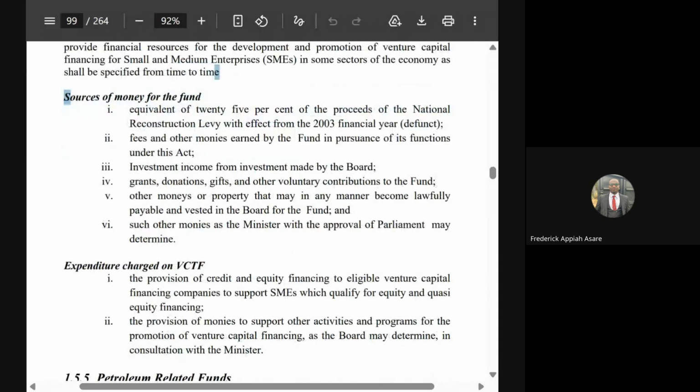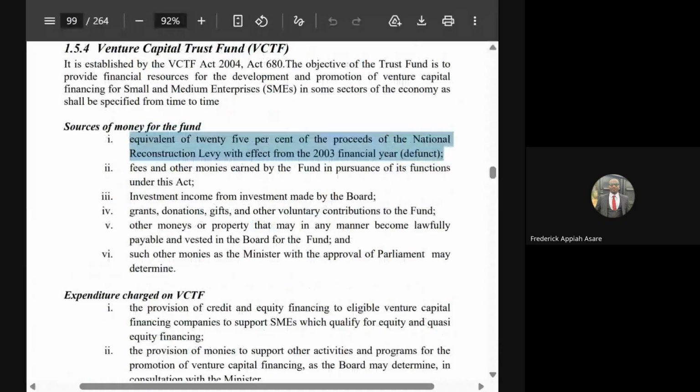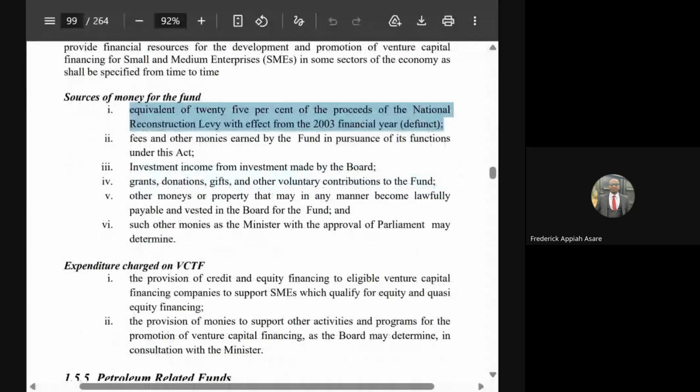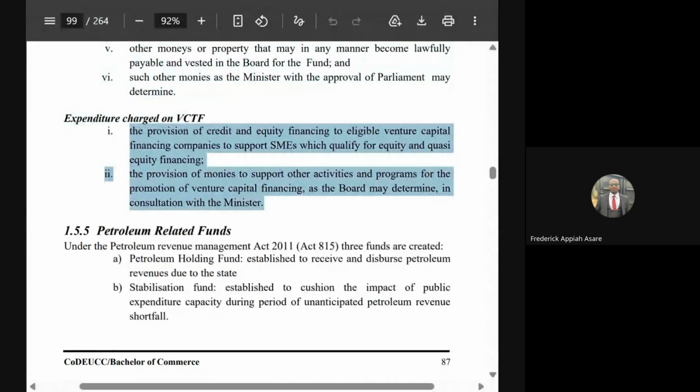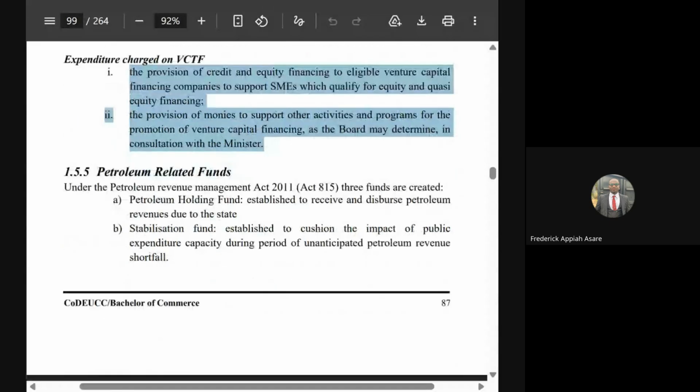We have sources of money for the fund, and it's equivalent to 25% of the proceeds of the National Reconstruction Levy with effect from the 2003 financial year. So they have the National Reconstruction Levy that they usually charge, and after gathering the money, 25% of such funds will go into the Venture Capital Trust Fund. Fees and other monies earned on the fund investment. So all these are sources of funds. And when it comes to expenditure, they spend from it. That is when they give money out to SMEs to support. That is expenditure charged on the VCF.